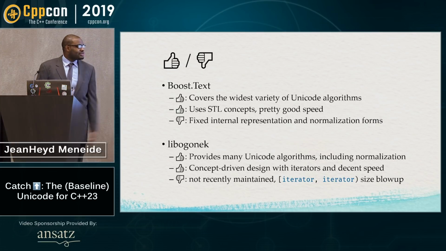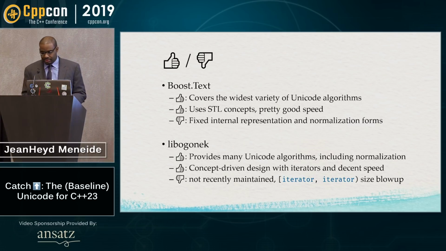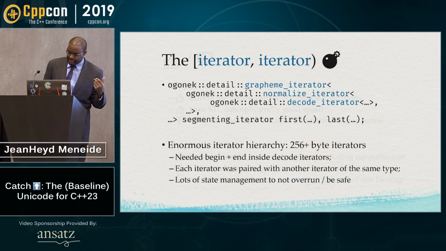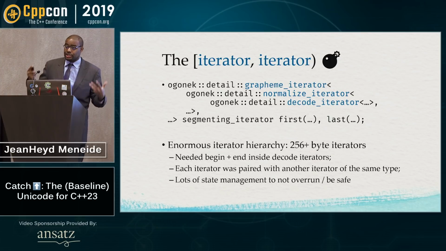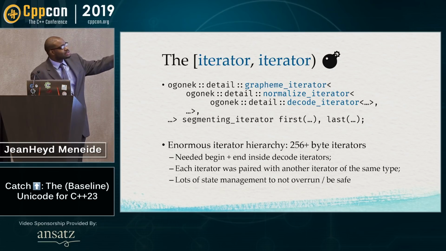And then there's a couple of issues with the iterator approach that he used, and I'm going to talk a little bit about how libogenek did some of this. His approach was entirely range-based and entirely iterator-based. So he was able to do all the Unicode algorithms, but keep with STL concepts, right? So you could take his iterators and pass them to STL algorithms, and it would work, right?